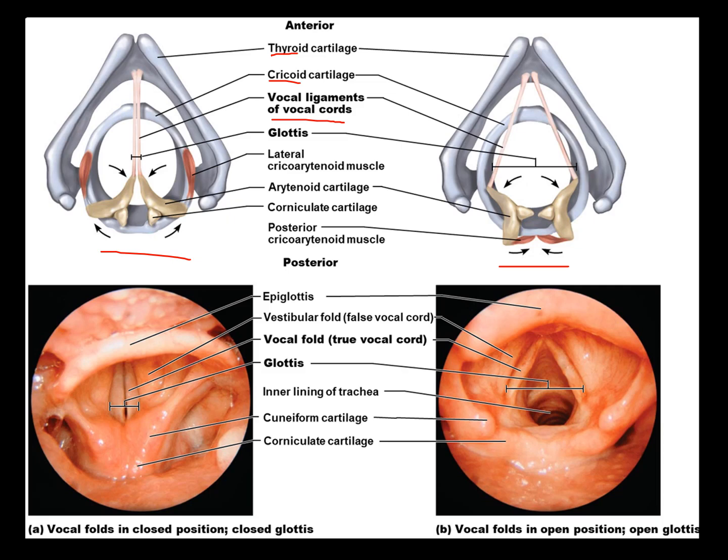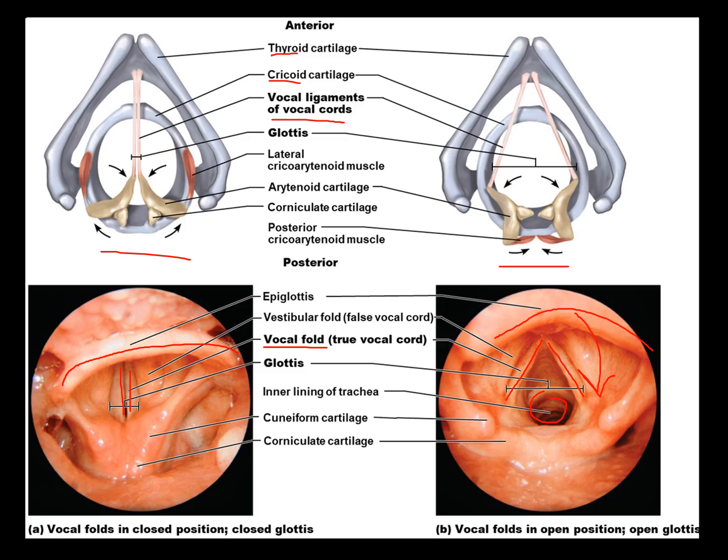If we look at our bottom picture, we can see those vocal folds, closed on the left and open on the right. Here are the vocal cords themselves. And at the top of the screen is the epiglottis. This is the epiglottis here. The hole that's open is the opening to the trachea. This epiglottis can fold downwards and close that opening to the trachea.